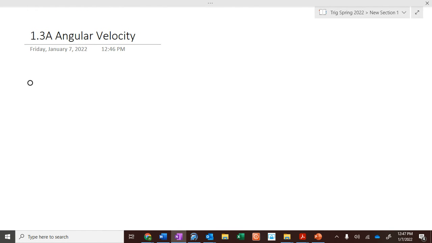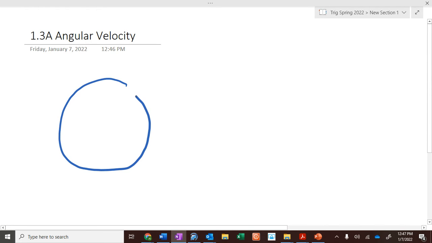All right, today we're going to talk about angular velocity. What's angular velocity? Well, when something travels in a circle, how fast in the circle is it going? Okay? Now, would anything ever travel in a circle? You wouldn't get anywhere down the street if something didn't travel in a circle. Okay? Tires travel in a circle.